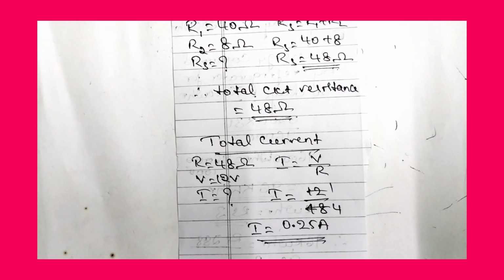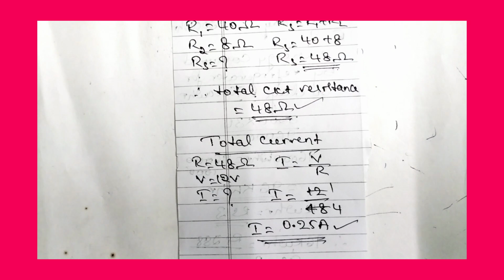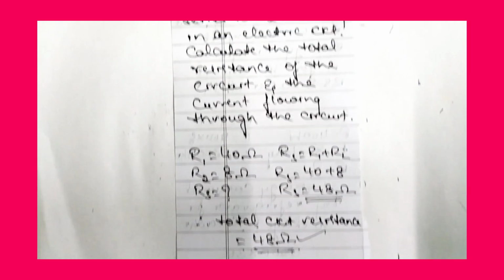So like this we have to calculate: one is total resistance and another one is total current that flows through the circuit. So like this we have to answer this question. So now let us move on to the next question.